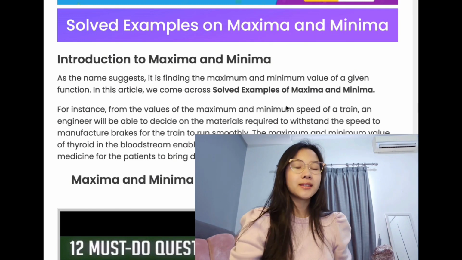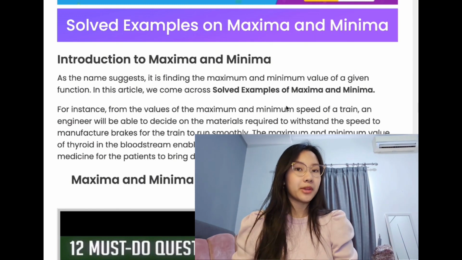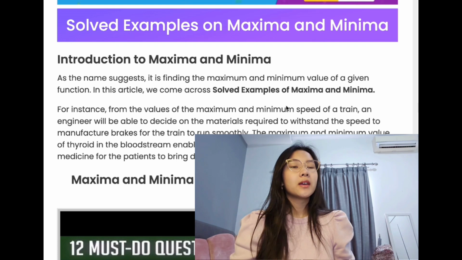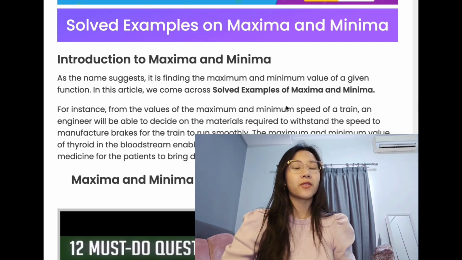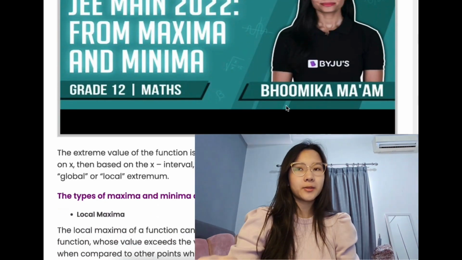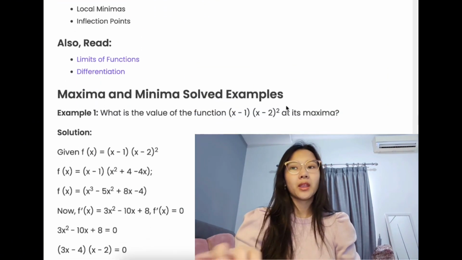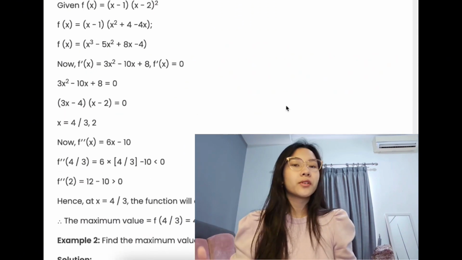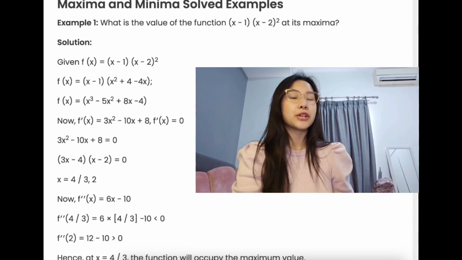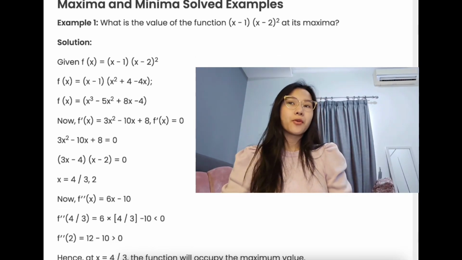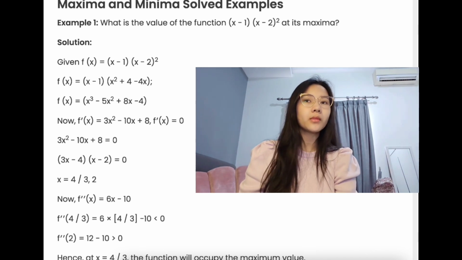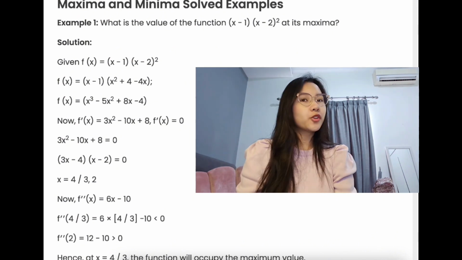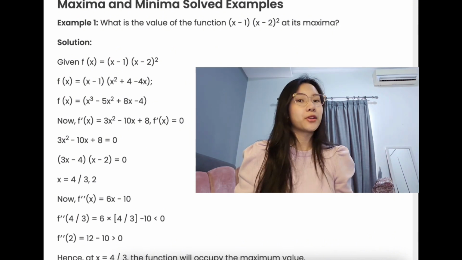Hello class, so for today's session I will be teaching you about maxima and minima as a concept that is the subtopic to derivatives. As the name suggests, it is finding the maximum and minimum value of a given function. To further elaborate this point, I'll be giving you an example. For this example, I'll be focusing on the maxima, or the maximum value of the function. What is the value of the function x minus 1 multiplied by x minus 2 squared at its maxima? First and foremost, you would want to write the given again in a better form in order for you to solve it.